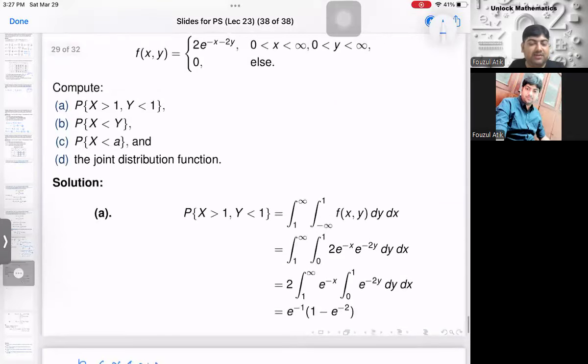In the next lecture, I will discuss these problems, because I need 5-10 minutes to solve them. So in the next lecture, I will complete this solution. We'll meet in the next lecture to finish this problem. Thank you very much.